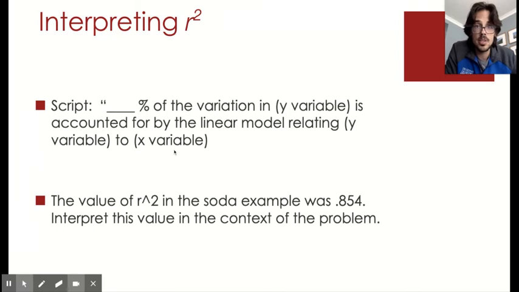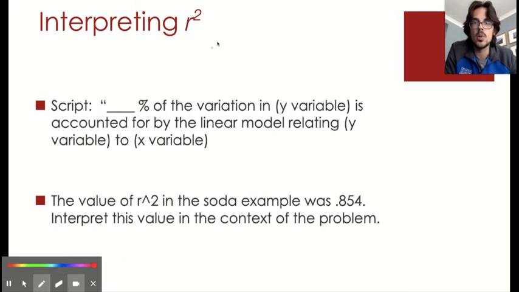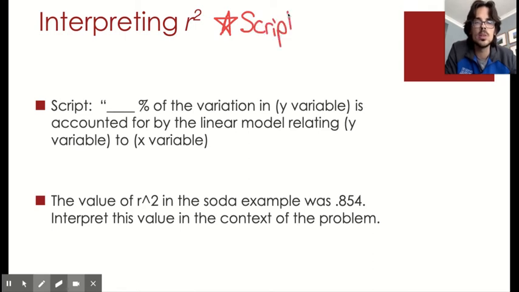There's going to be a script that you can use for R squared, which you're probably going to want to memorize. After you memorize it and get used to it, you can put your own little spin on the wording, but I recommend until you feel really good about this, use this exact script. You're going to talk about blank percent of the variation in your Y. The Y in this problem is soda remaining. It's accounted for by the linear model relating Y to X. So in our problem, we got that 85.4% number. Let's talk about what that means.